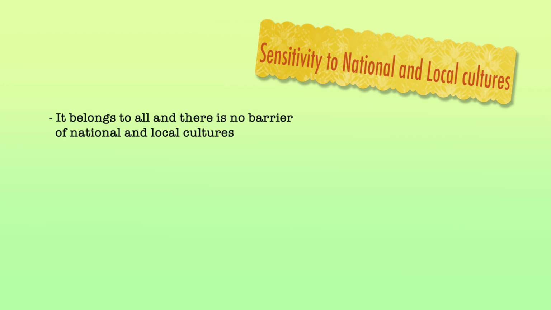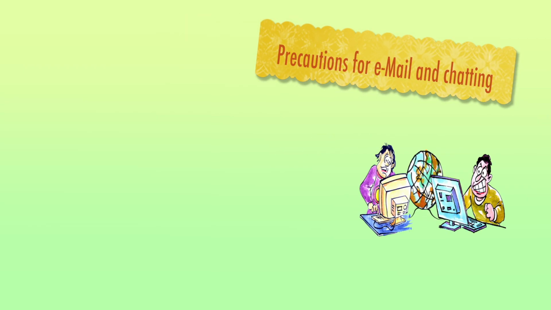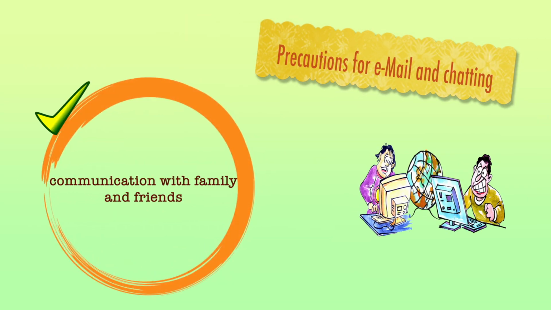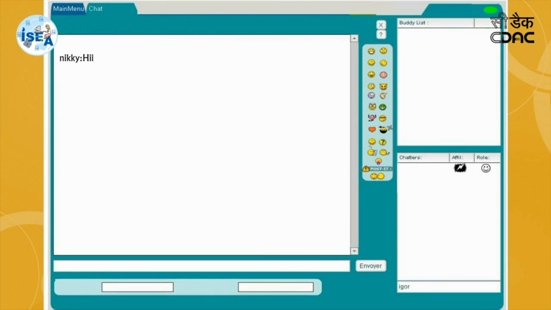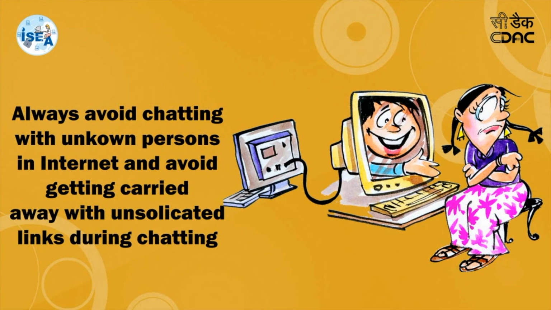Sensitivity to national and local cultures. It belongs to all and there is no barrier of national and local cultures. It cannot be subject to one set of values like a local TV channel or a local newspaper, and we have to accommodate multiplicity of uses. Precautions while using email and chatting. Internet must be used for communication with family and friends. We should not use internet chatting for communicating with strangers and should not forward the emails from strangers. And we must teach children about the risk involved in chatting or forwarding emails to strangers.